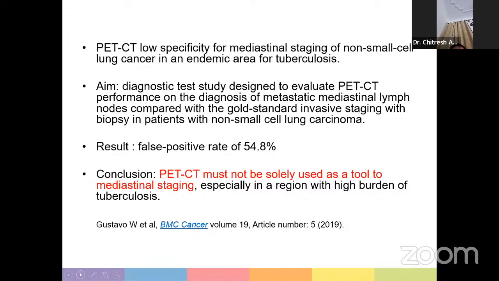So PET CT scan must not be used solely as a tool for mediastinal staging, especially in a country like ours where there is a high burden of tuberculosis. We were previously discussing this also, that PET has its own role, but where available, we should always go ahead with EBUS and a TBNA or an FNA to prove or disprove a specific node or disease. So moving on to the next slide.